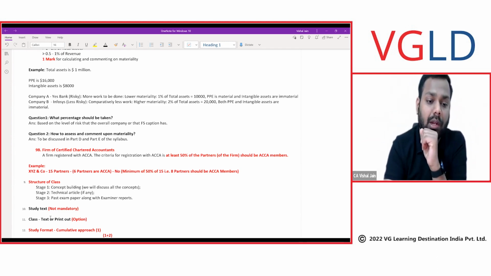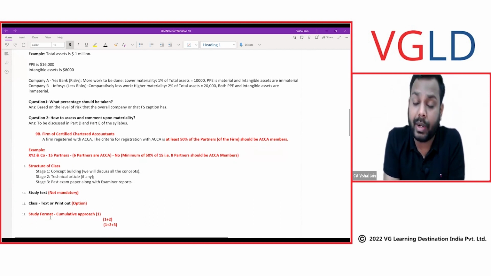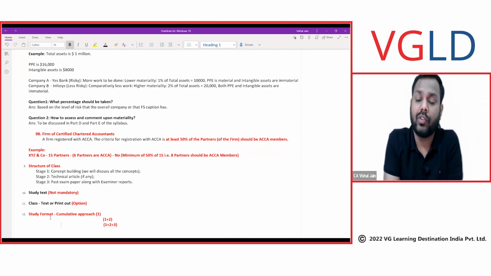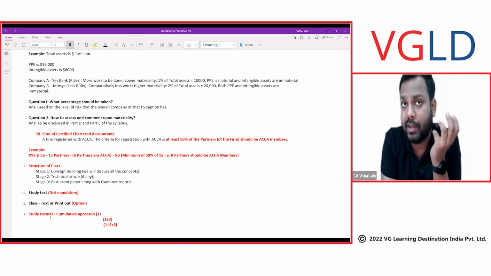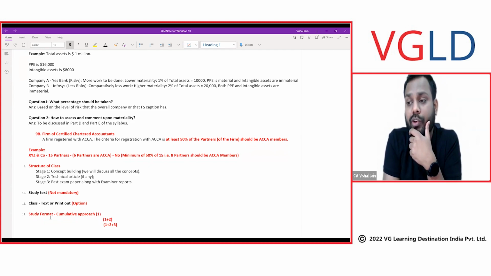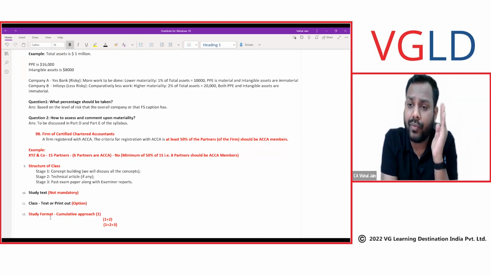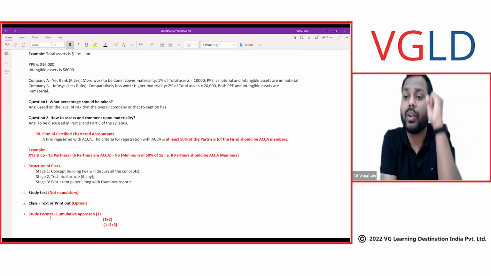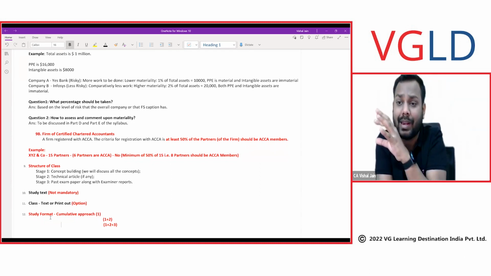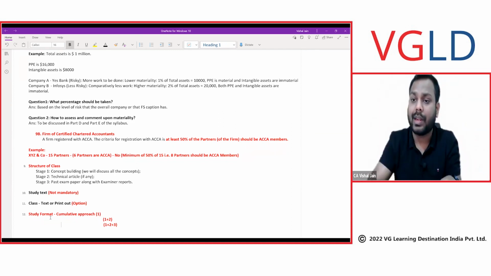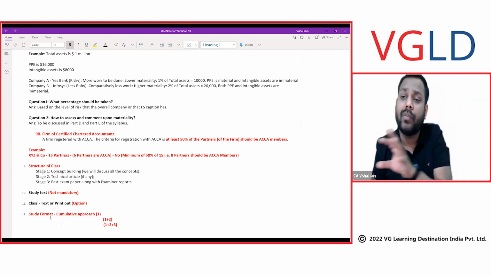Now, study format. It should be a cumulative approach. This is what I recommend in my FR, in my SBR, and in AAA as well. What is the meaning of cumulative approach? Let's suppose we are discussing part D of the syllabus, planning and audit of historical financial statements, which will take around 6 classes. After the first class, you have to revise the first class. After the second class, you revise the first plus the second class. After the third class, you revise the first, second and third class. This is called the cumulative approach.